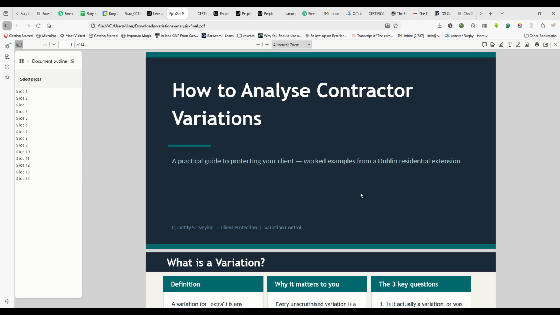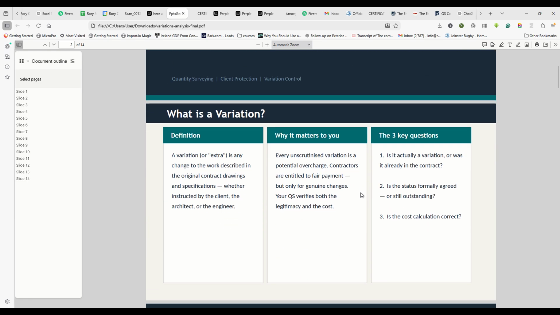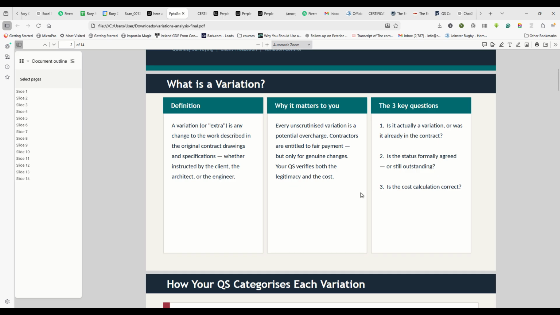If you haven't done that, then you're underneath common law, and it is not as exact, and you are open to gamesmanship. So variation is an extra that is a change in work in the description. It's either specified or instructed by the client, the architect, or the engineer. So you need an administrator here, if the client is asking for variations.